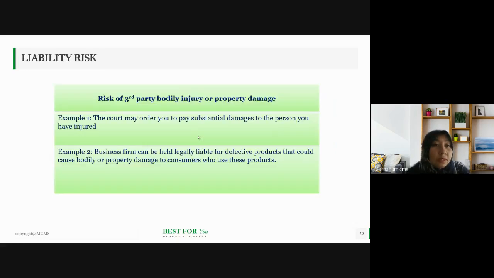Okay, and then the next one is liability risk of third party, that we are liable. For example, the court may order you to pay substantial damage to the person you have injured. Like if we incur an accident with a third party caused by us, we are liable to pay all the expenses and the losses that happen to the third party. So our insurance or our Takaful protection will cover them, like if we subscribe to third party protection.